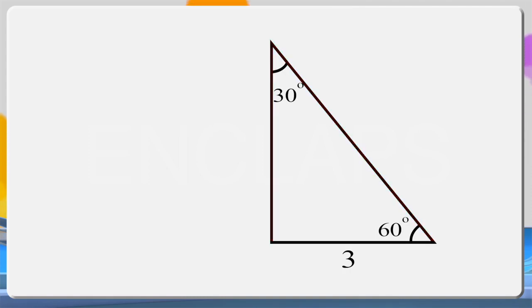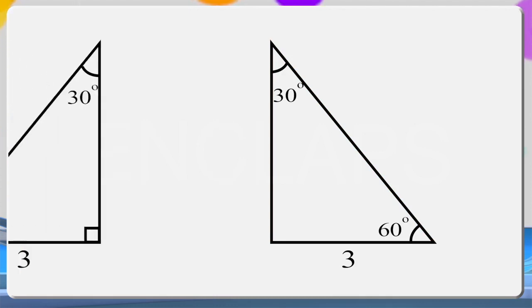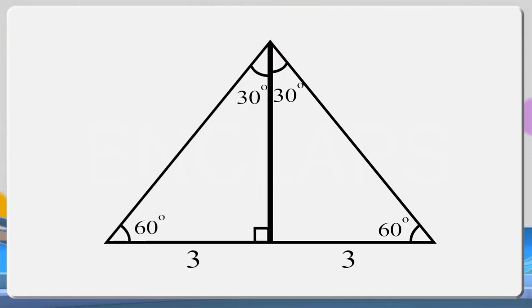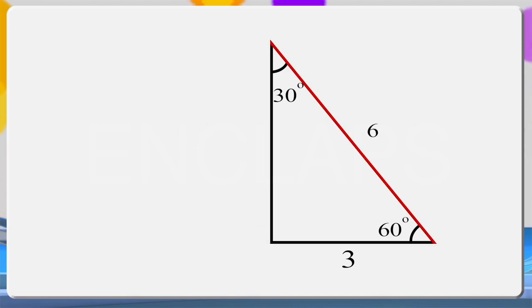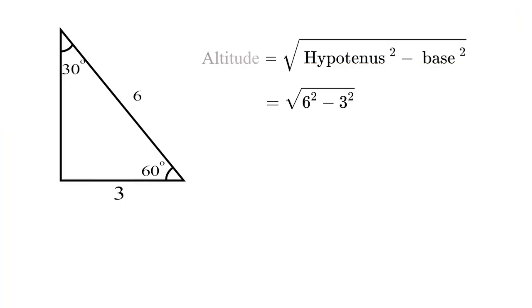Now see this triangle. We have to find the other two sides. For this, just think that this triangle is half of an equilateral triangle like this. You can see that the base of the first triangle was 3. So one side of this equilateral triangle is 3 plus 3, that is 6. Since all sides of the equilateral triangle are equal, the hypotenuse of the first triangle is 6. Now we can apply the Pythagoras theorem to find the third side. As per the Pythagoras theorem, altitude is equal to root of hypotenuse square minus base square. That is root of 6 square minus 3 square.